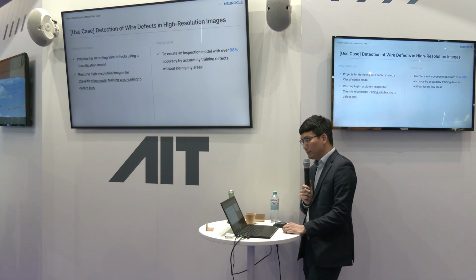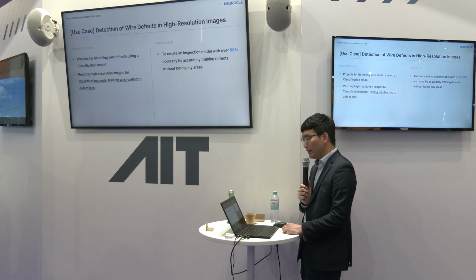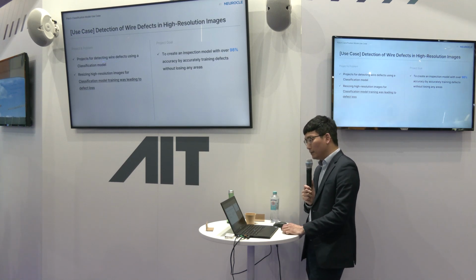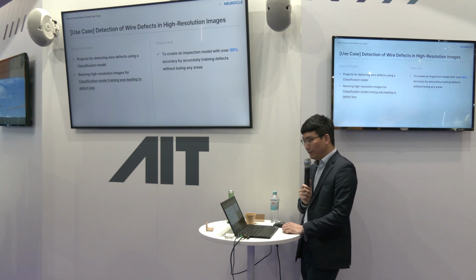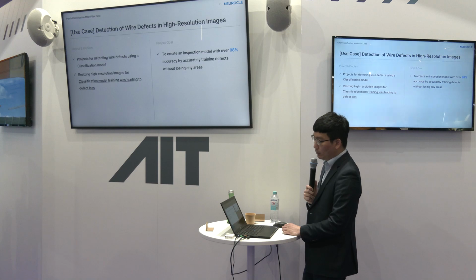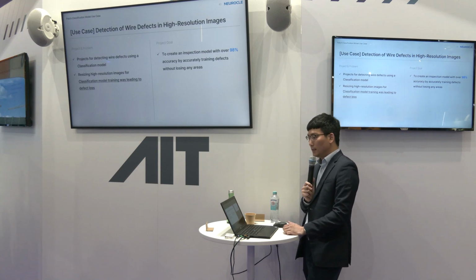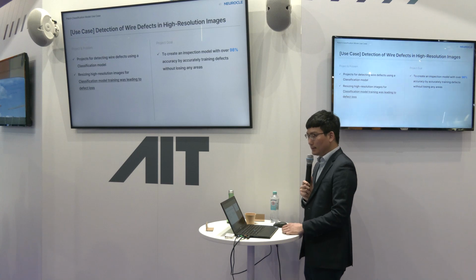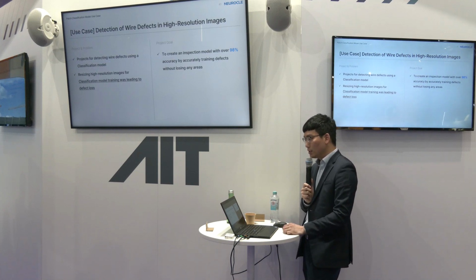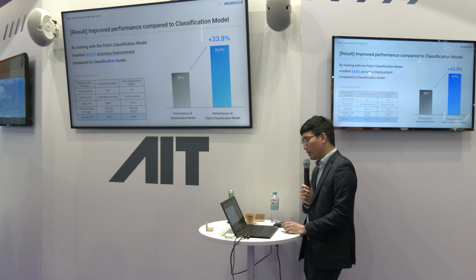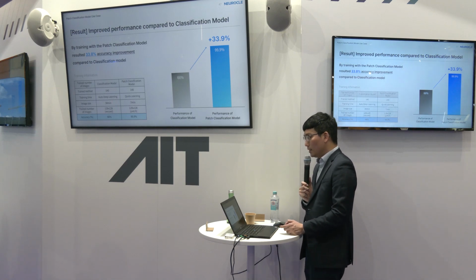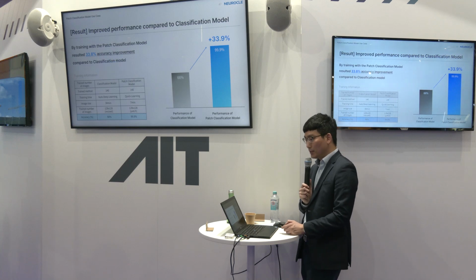We have many cases of this patch classification, and one use case is wire defects. In this case, we have to detect very small wire defects, so we are using a line scan camera to get high resolution data, so we cannot use the normal classification model, and since it's a wire, we also cannot use a segmentation model. So we need a classification, but we cannot resize a lot. That's why we apply patch classification, and then we can reach up to 98% accuracy compared to the normal classification, which is 66% accuracy. So this is another example of patch classification.